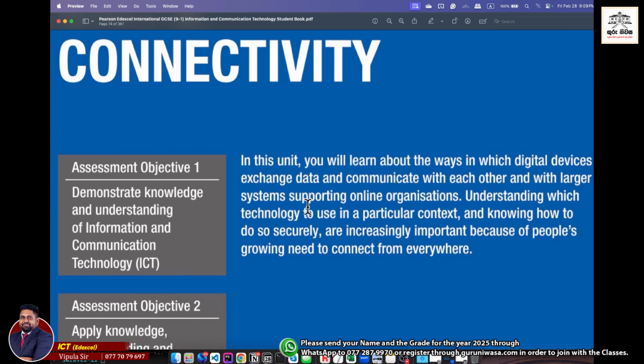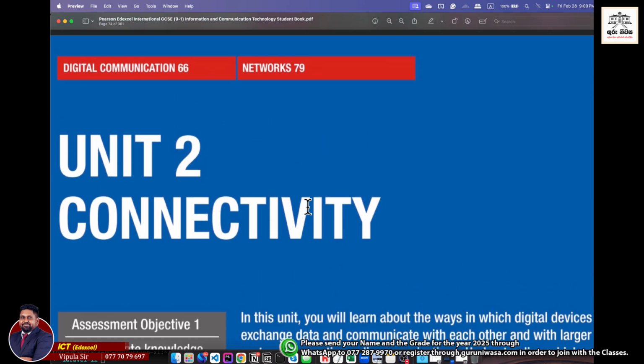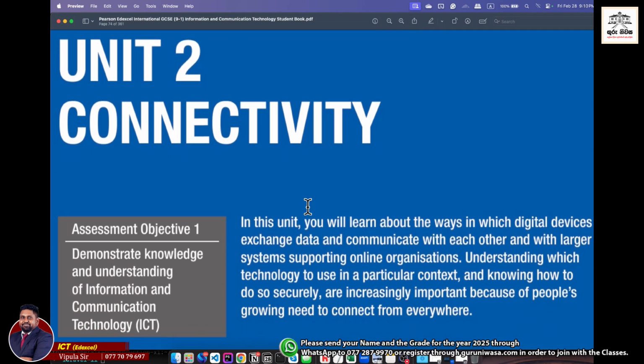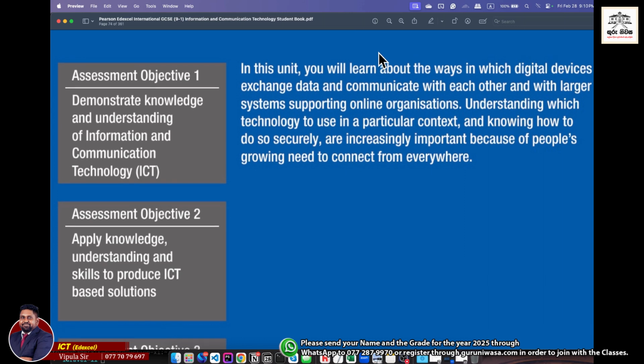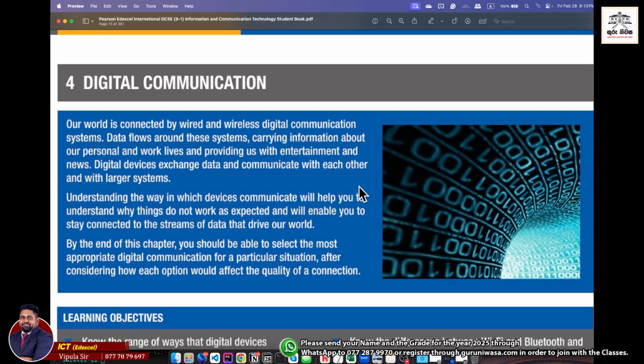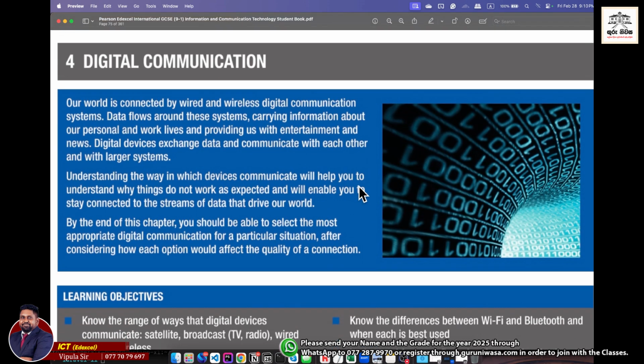No problem. Okay. So now we jump into the second unit called connectivity. So here we have a few primary points to learn. In this unit we will actually learn how digital devices exchange data and how they communicate with each other. Okay, so this will touch mainly on security, different types of communications, and primarily the hardware communication part.